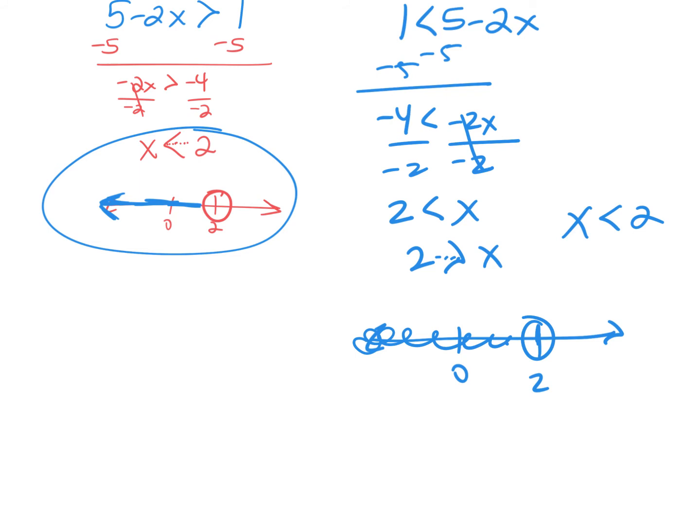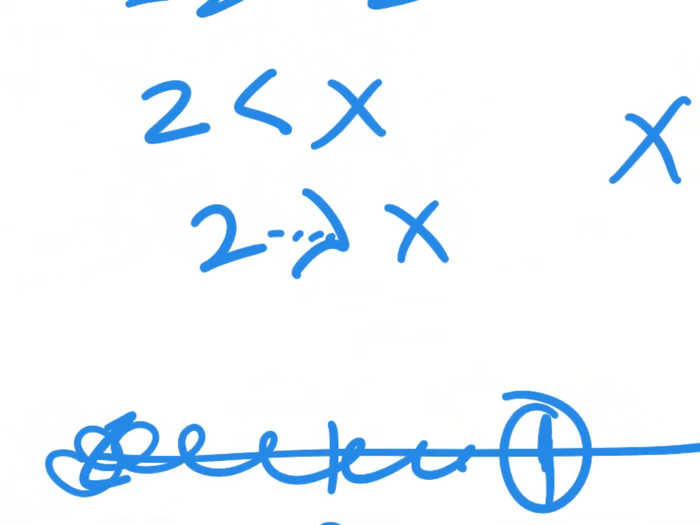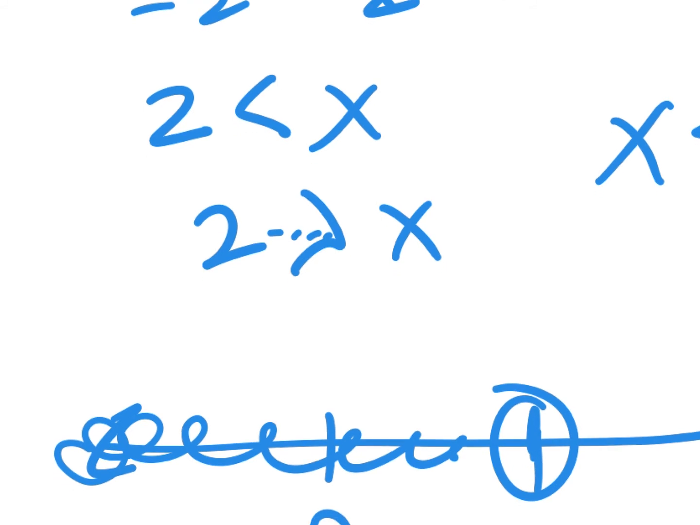That's really confusing. I know. Whenever you have it, you can leave it like that. Like, you totally can leave it like that. But when you get to this point, you have to read your inequality backwards. 2 is greater than x. They're saying that 2 is bigger than all the x values.